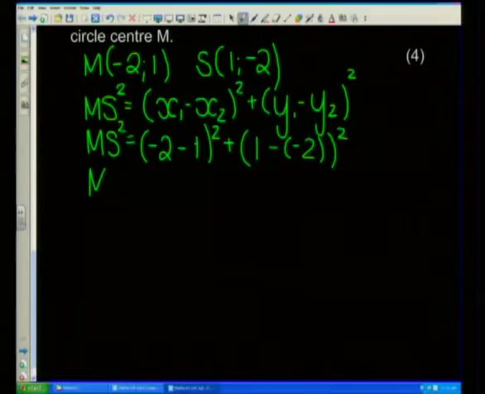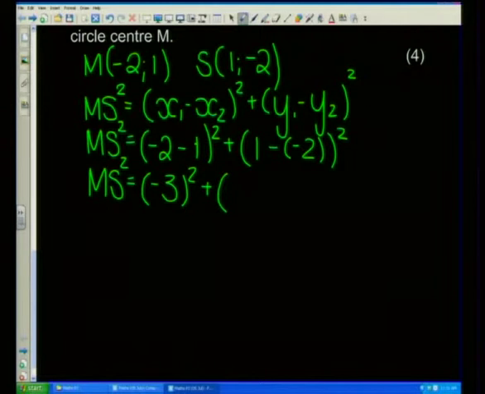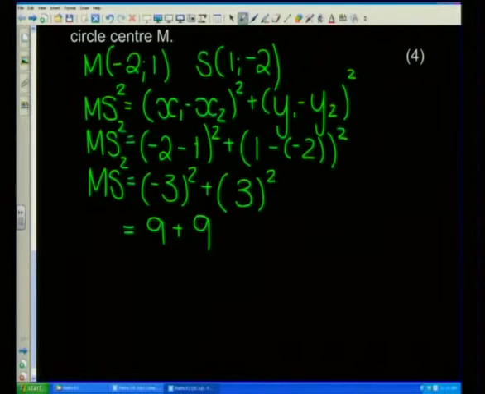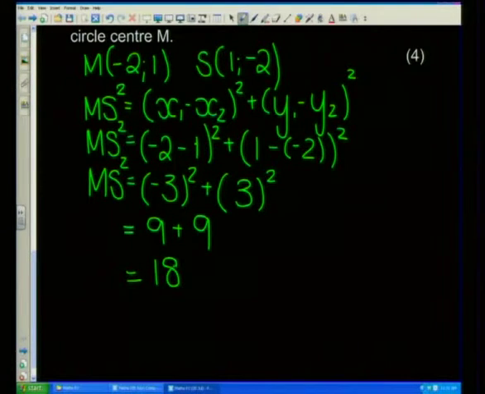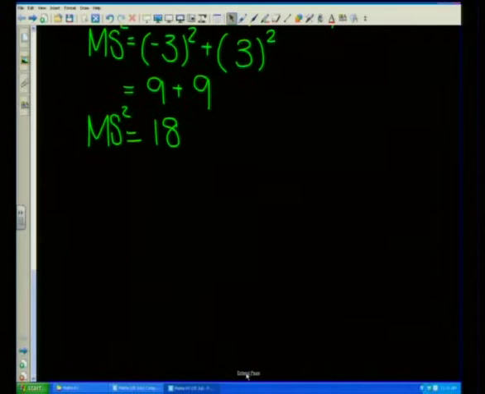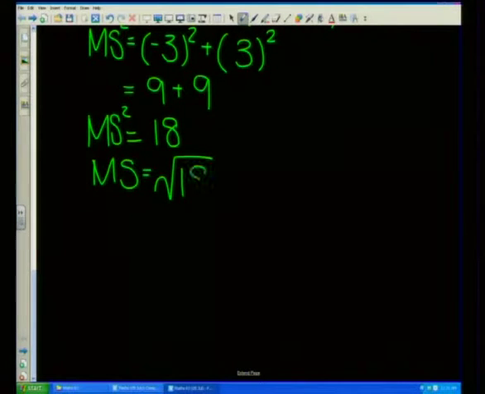Okay. We've got MS squared. That's going to be negative 3 squared. I have got 1 plus 2, which is going to be positive 3 squared. That's going to give us 9 plus 9. That gives us 18. Don't forget that what we're sitting with over here is MS squared. Okay? So to get rid of my squared, we are going to square root it. So therefore, our MS is going to be equal to the square root of 18.